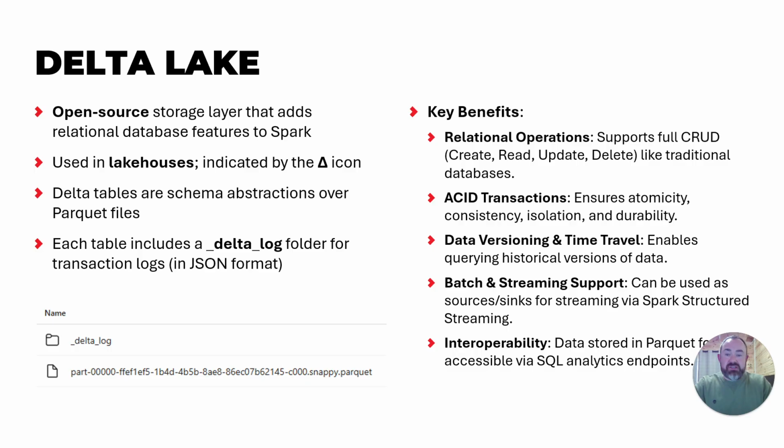functions like traditional databases. They have ACID transactions, so it ensures atomicity, consistency, isolation and durability. Data versioning and time travel is available. That enables querying historical versions of the data, and batch and streaming support can be used as sources or sinks for streaming via Spark structured streaming. They also offer interoperability. Data stored in Parquet format is accessible via SQL analytic endpoints.